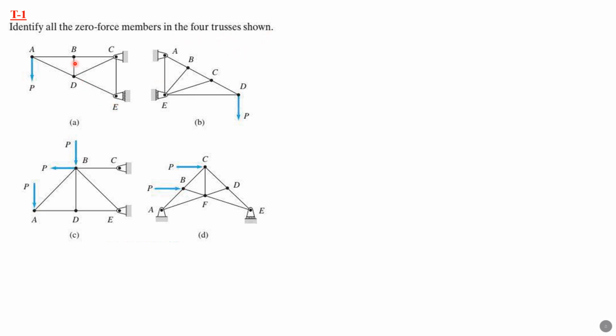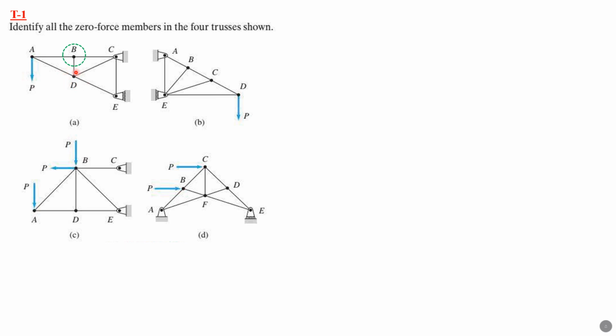For part A, if you isolate joint B, or if you focus at joint B, we conclude that BD is 0. Remember, this is case 2. We have three forces. Two are collinear, so the unique member will carry no force. So BD, then after that, we proceed to joint D.